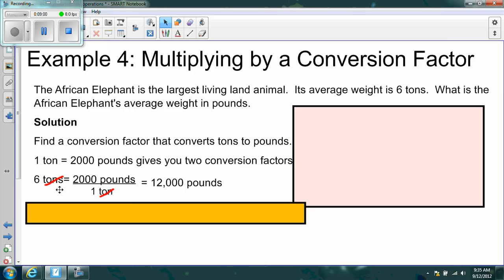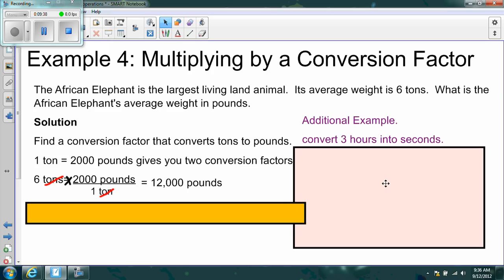So we know 6 tons times 2,000 pounds over 1 ton, and this should be a multiplication symbol. These are equal, so it's like multiplying by 1 over 1. In this case, we're actually converting the units. Tons will then cancel out, because 1 ton is on the bottom. Tons divided by tons cancels out. So 6 times 2,000 will then convert the 6 tons into pounds. So you get 12,000 pounds.